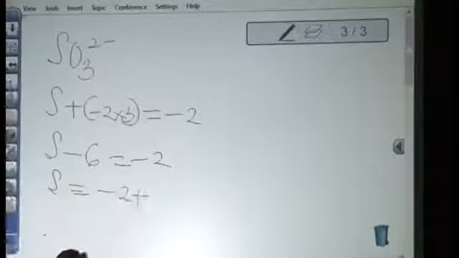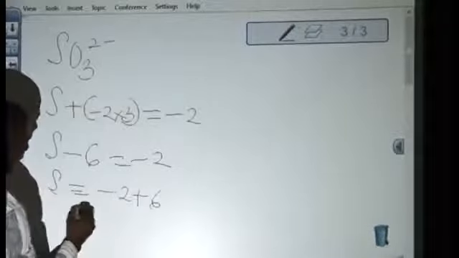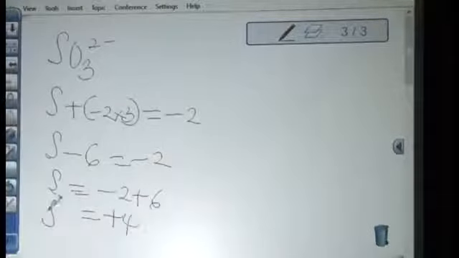-2 plus 6, and this will give us +4. That means the oxidation number of sulfur in that ion is equal to +4.